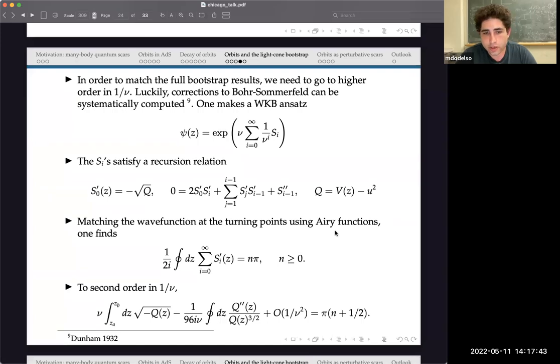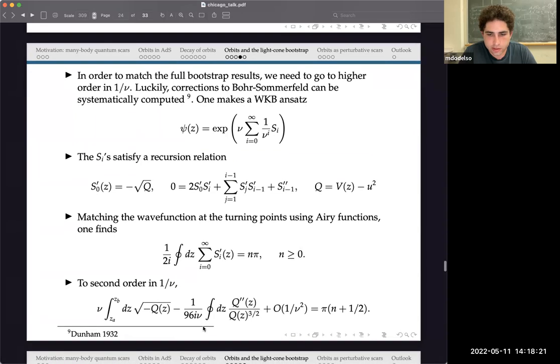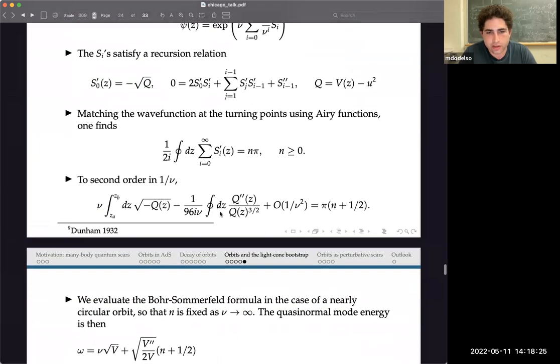Now, what you need to do to compute the quantization is to match the wave functions at the turning point using Airy functions to all orders in 1 over nu. That's pretty complicated, but it was done a while ago, and the answer is very simple. So here's the form of the all orders quantization condition. We will only need to second order in 1 over nu, and that gives the second term here. This is this 1 over 96 term. Here this is a contour integral around the two turning points, and this is an integral from the first turning point to the other.